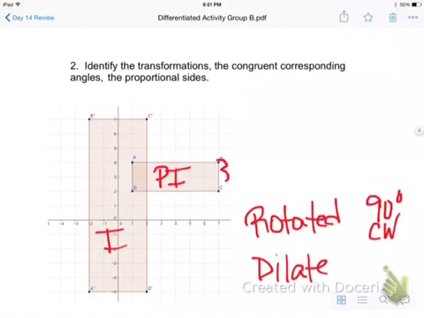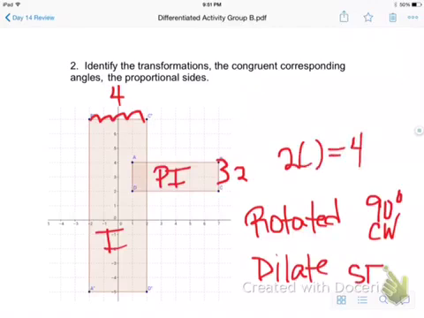So 1, 2, 1, 2, 3, 4. So 2 times what factor equals 4? So my scale factor would be 2, because 2 times 2 equals 4.